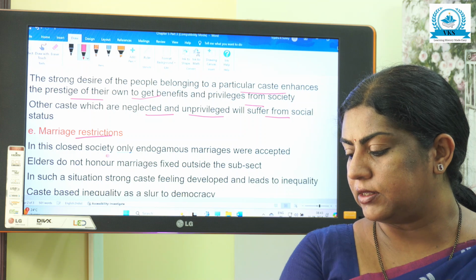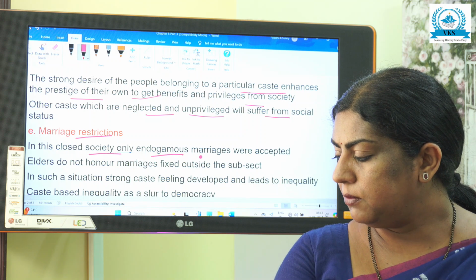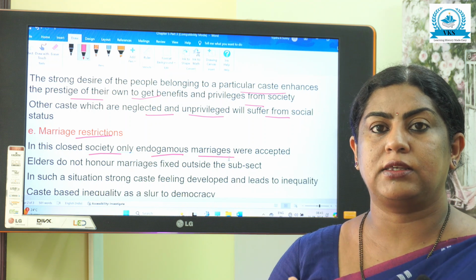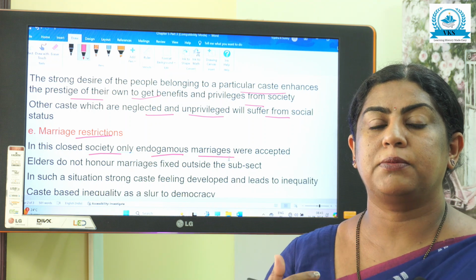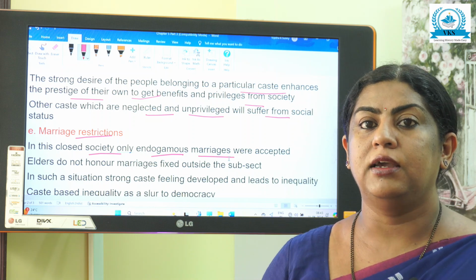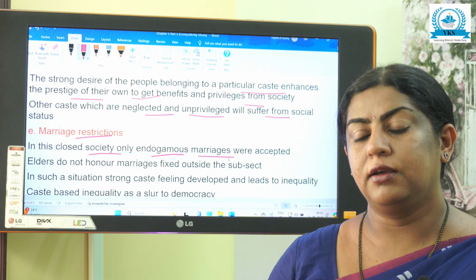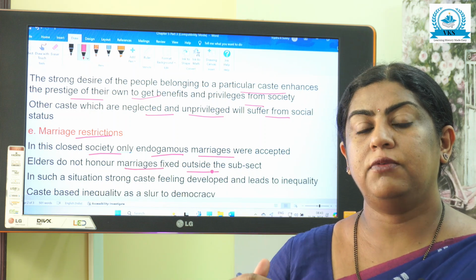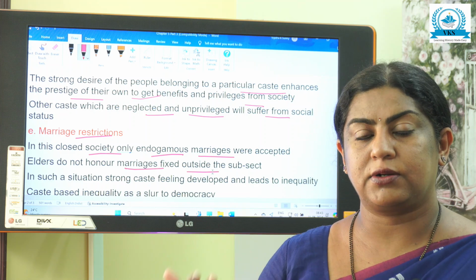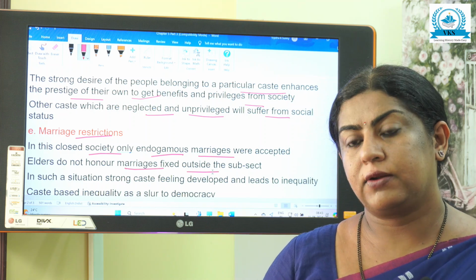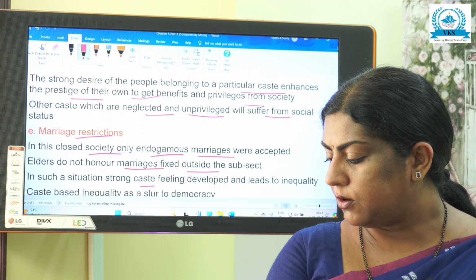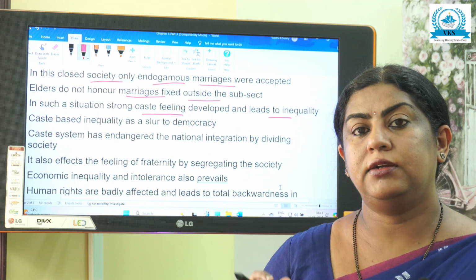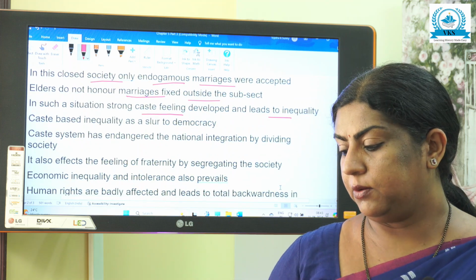Next, marriage restrictions. In a closed society, only endogamous marriages were accepted. I told you the society was closed, social distancing was there. In such a society, endogamous marriage, that is marriage within their own caste, was only allowed. They cannot marry from an outer caste. So elders do not honor a marriage fixed outside the subsect. If anyone prefers a marriage outside their caste or sect, it was not agreed or respected. In such a situation, strong caste feeling developed and this leads to inequality. So this also leads to a strong caste system and inequality.